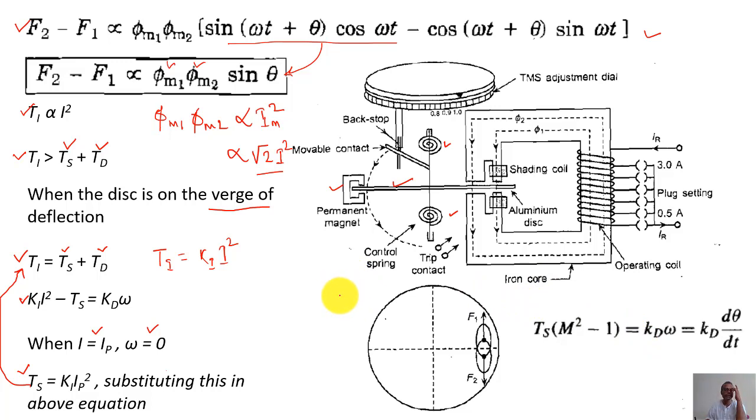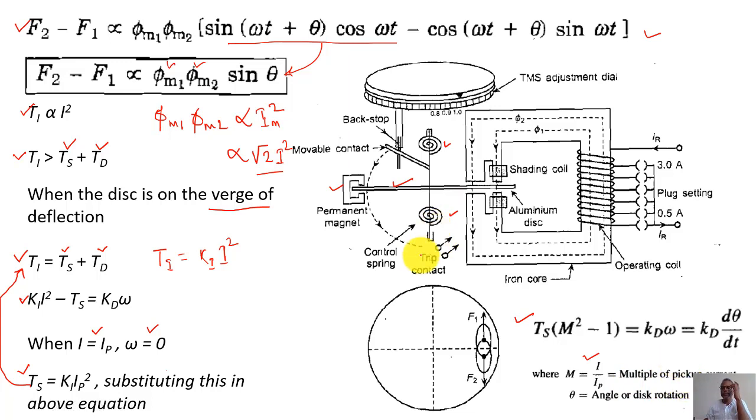Just by substituting Ki Ip square in the Ts. Okay. So we'll take common Ts outside, and it will become m square minus 1. M is nothing but I by Ip, where m is the multiple of peak of current. We know already we have discussed this.